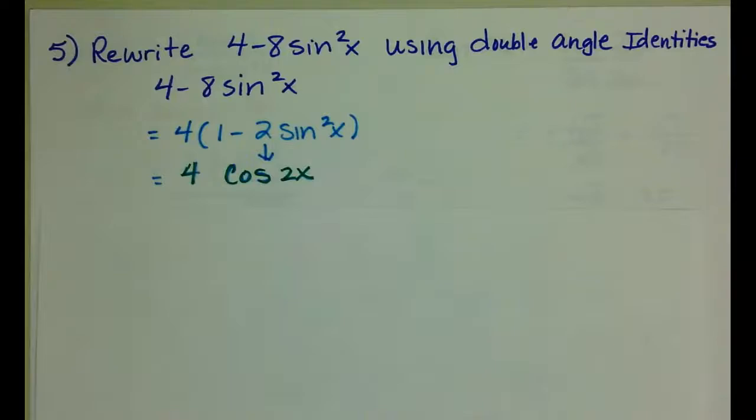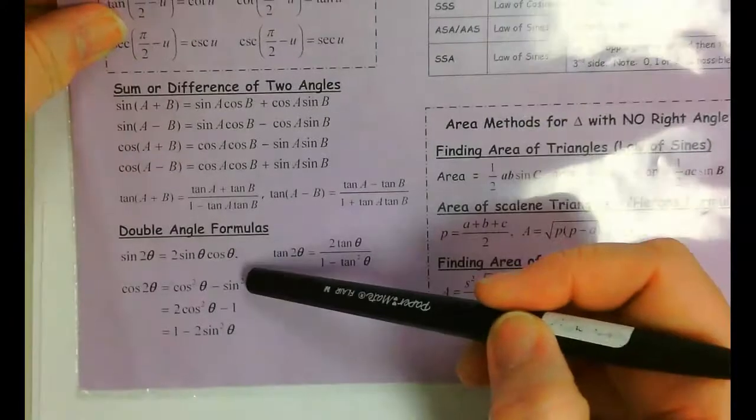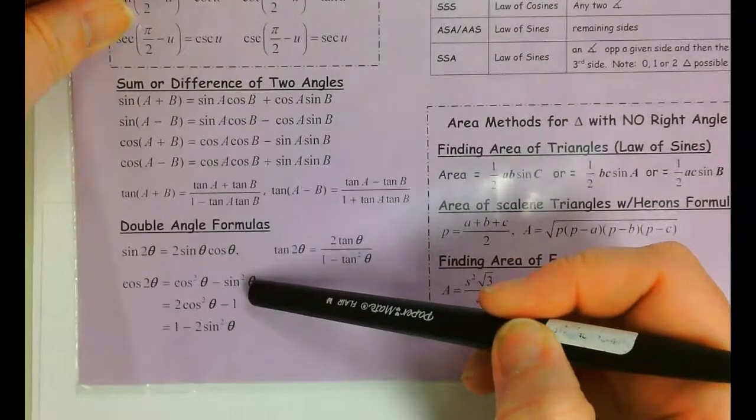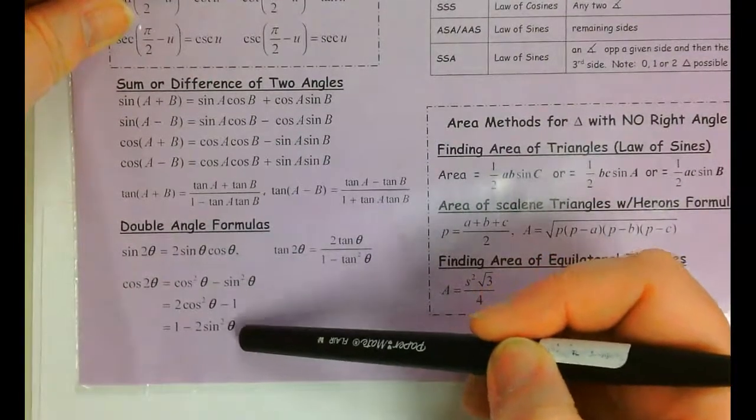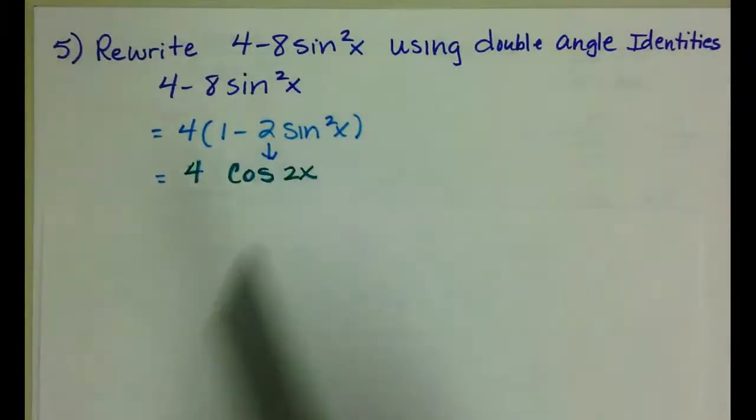It's one of the 3 that you can use for cosine 2 theta. And so since that's it, then I'm going to replace it with cosine 2x in our case, because we're using x for our angle. So my answer is 4 cosine 2x. So that was pretty short and to the point.